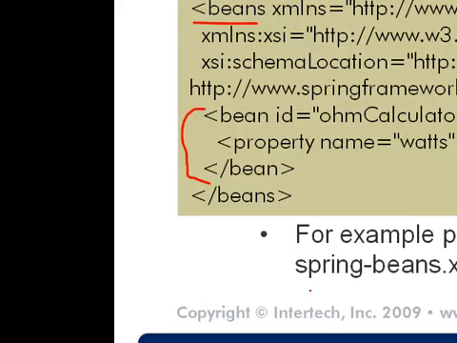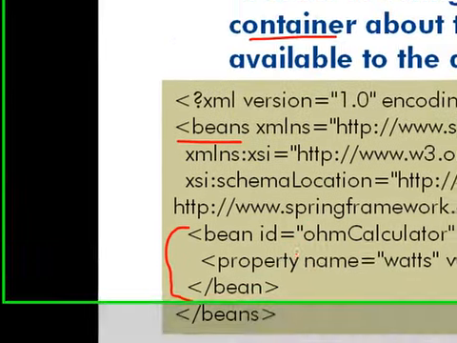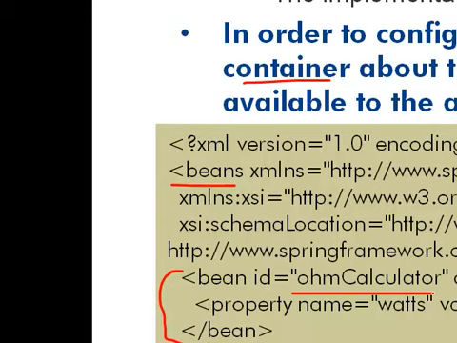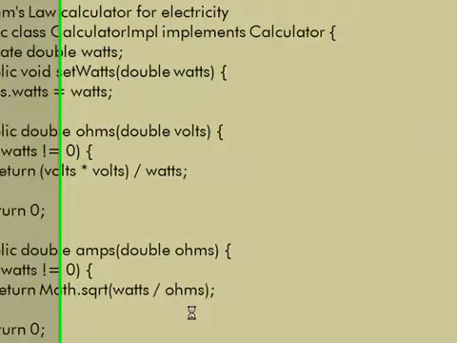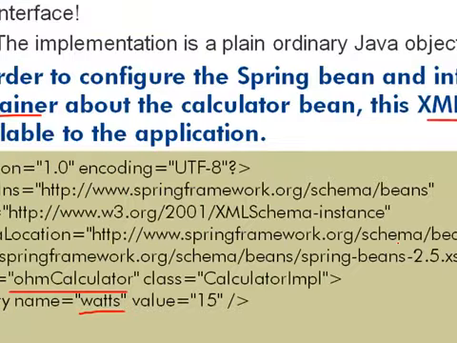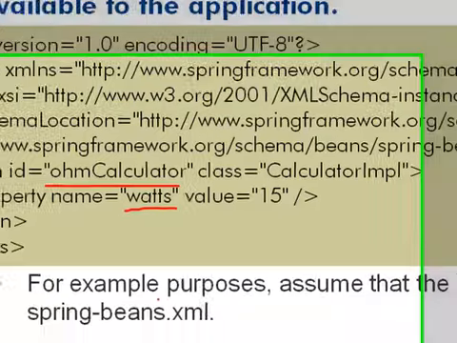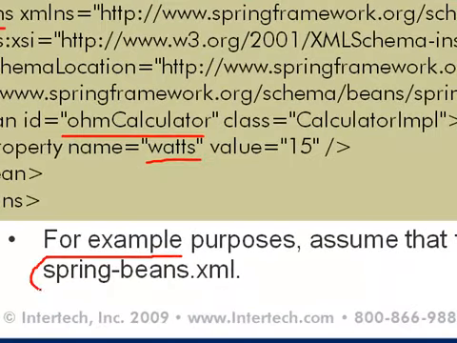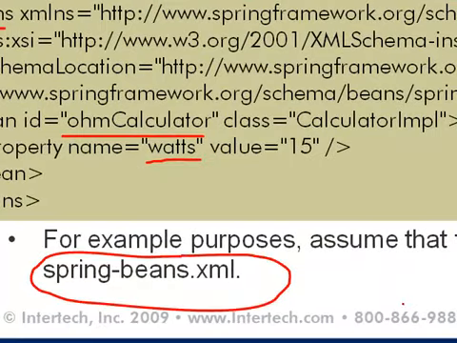Now, our calculator impl bean we're going to call ohm calculator, and you'll notice that it has a child element called property. Notice the name of that property called watts. What do you suppose that relates to? Yep, that's going to relate back to that watts instance variable in our calculator impl. Okay, so now we've defined this ohm calculator in our Spring bean configuration file. And by the way, the name of this XML file could be just anything you'd want. We'll name it spring beans XML.